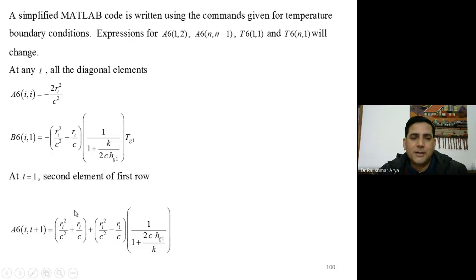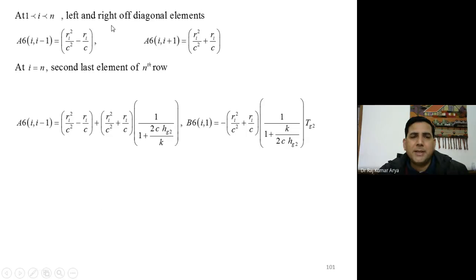Then for i equal to 1 only, you have deliberately written i equal to 1. So this is the second element of the first row, which I mentioned there, the C1 actually. After that, from i equal to 2 to i equal to n minus 1, these are your left diagonal and this is your right diagonal one. Then i equal to n, the last one, you wrote this one. This is the second last element, and this is your boundary condition, last element only.